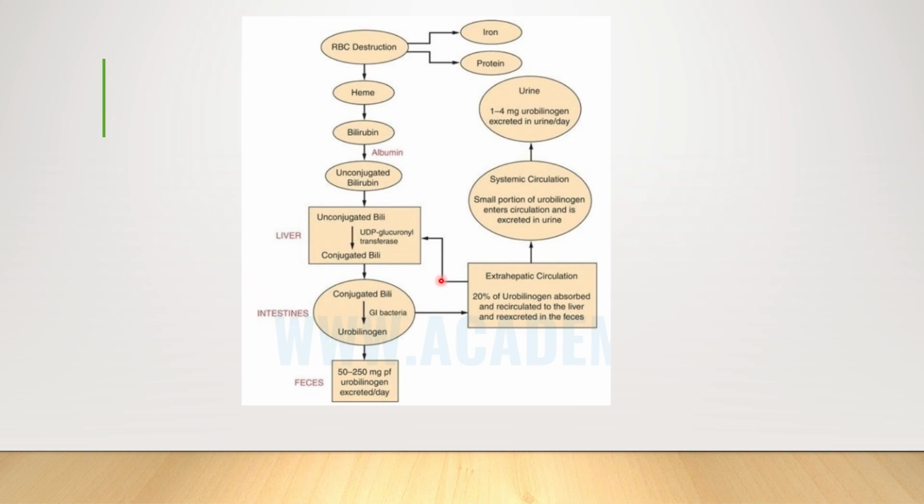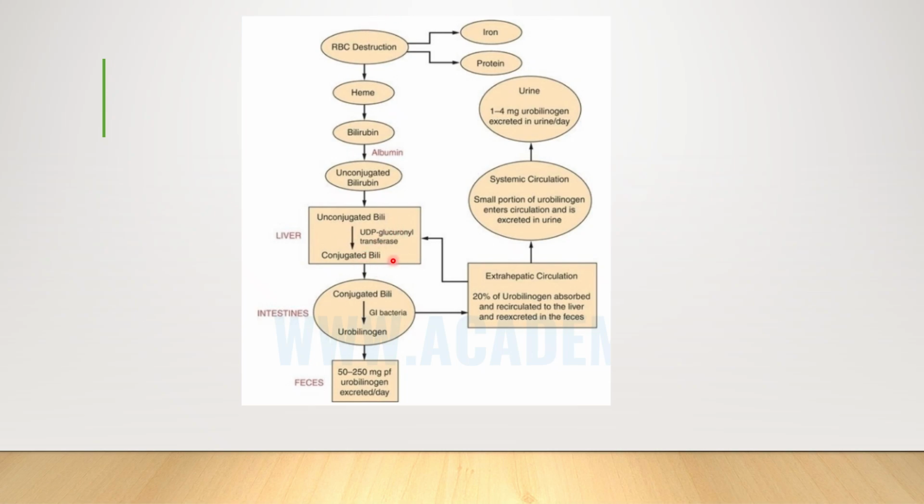So how does it happen? There is an enzyme called uridine glucuronyl transferase in the liver. It will convert unconjugated bilirubin into conjugated bilirubin. So this is happening inside the liver. So bilirubin has now reached the liver. From where does it reach? It comes from the spleen.